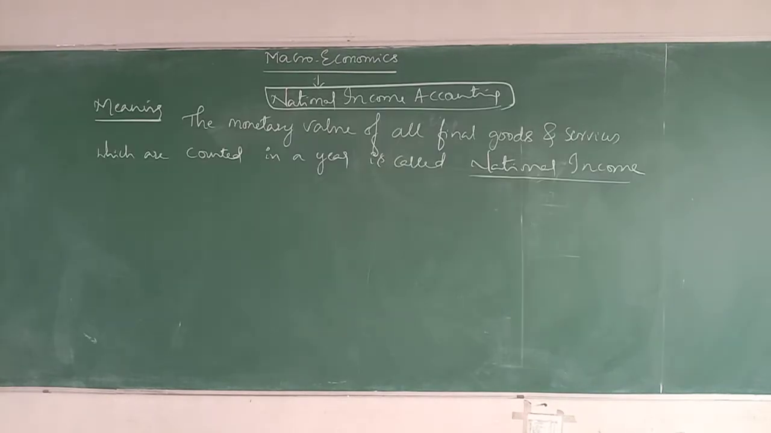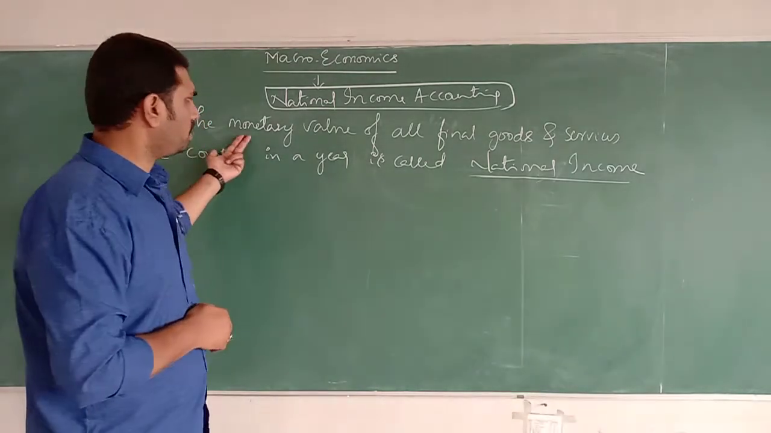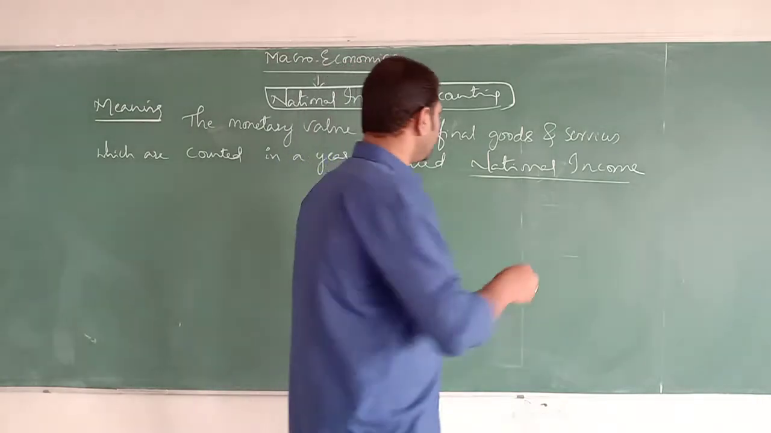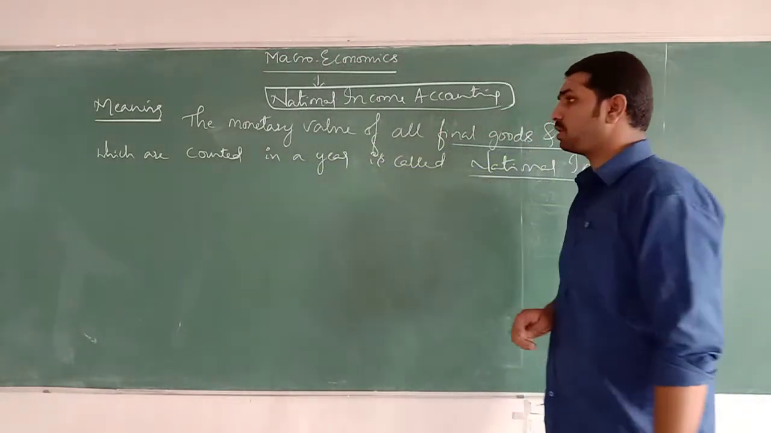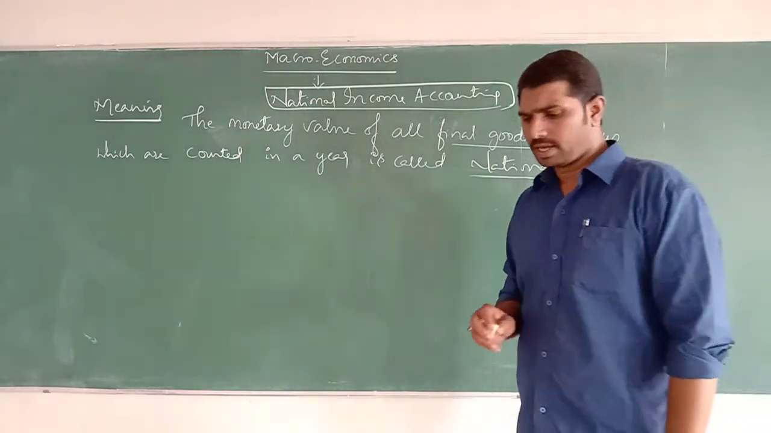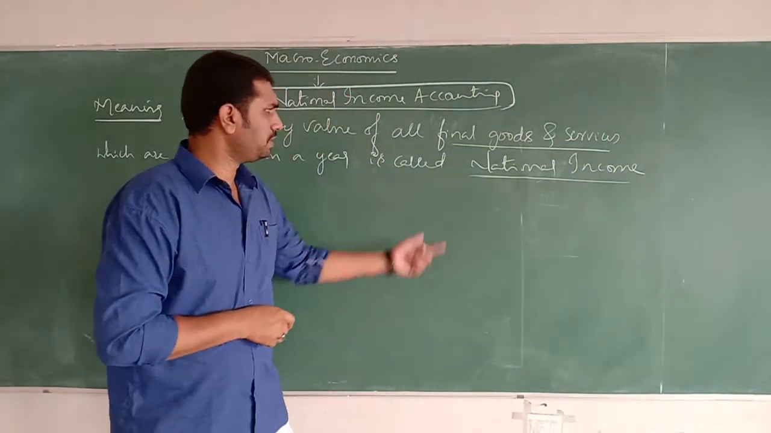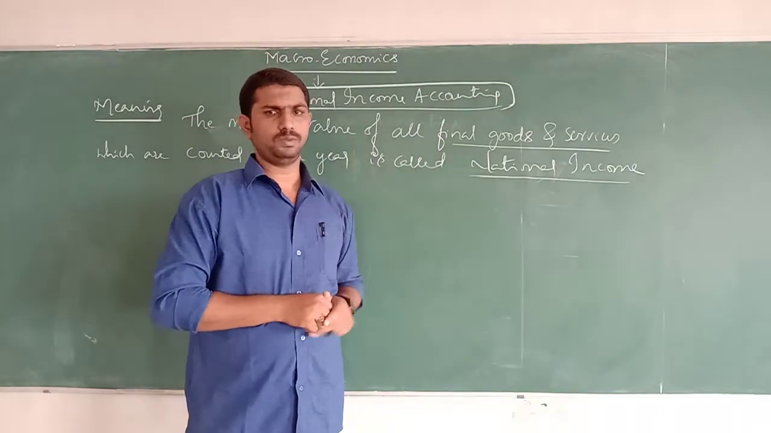While coming to the meaning of the term called national income, in general parlance we can highlight it as the monetary value of all final goods and services which are counted in a year. For this you need to understand one word, and that is final goods and services.